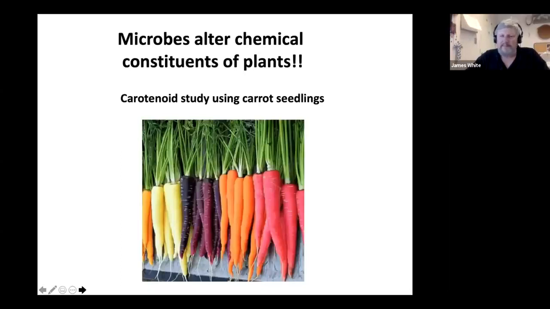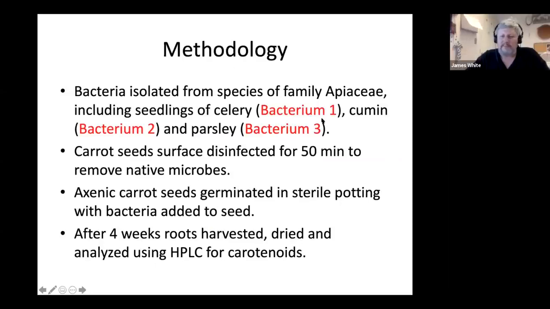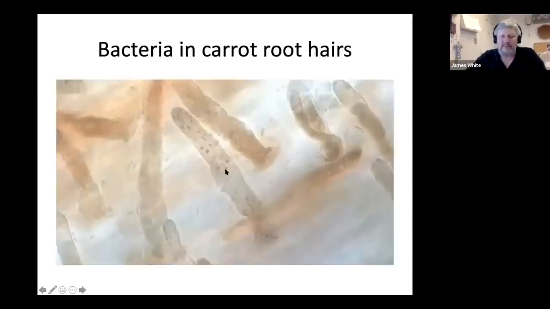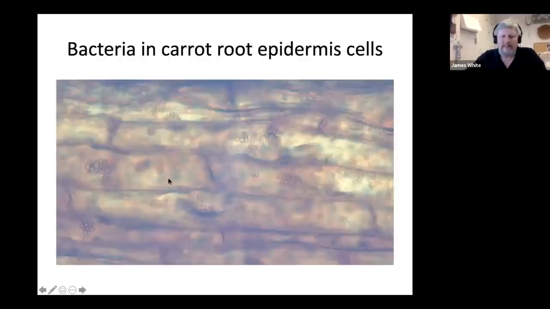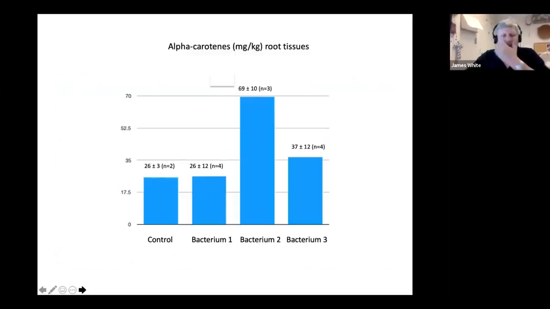So do endophytes affect chemical composition of plants? We did a study on carrot, had a student taking microbes off of different plants, bacterium 1, bacterium 2, bacterium 3, from different plants, one from celery, one from curcumin, one from parsley, and then put them onto carrot. And then my student, you can see the bacteria now in the carrot root hairs there on the carrot. And there you can see bacteria, just to see what it looks like. And then my student measured the carotenoids in the carrot with and without the various microbes.